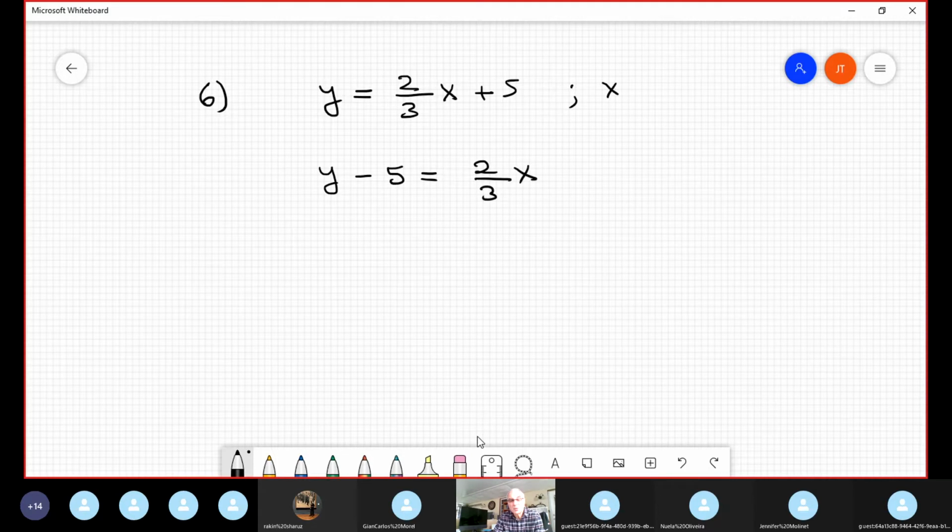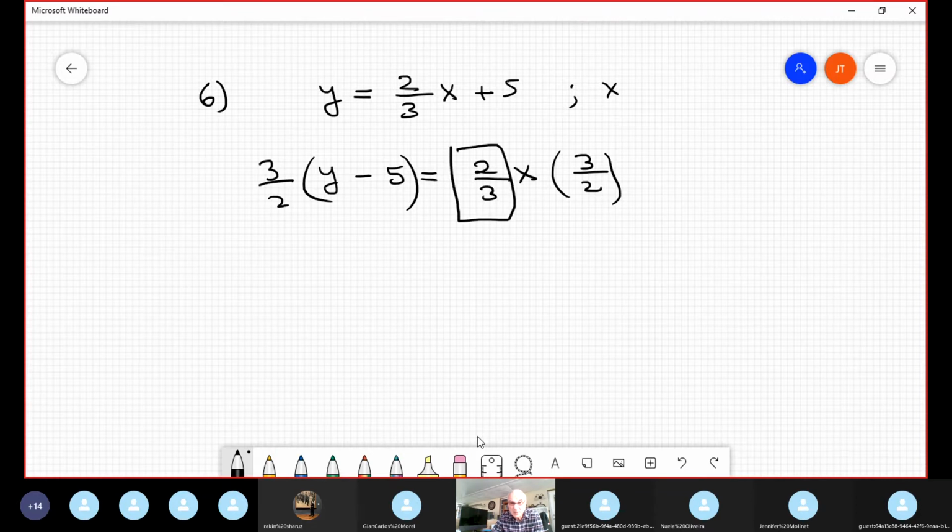Now, you can do several things. You multiply by 3 in order to eliminate the fraction and divide by 2. But in my opinion, it's much better to multiply by the reciprocal on both sides. Because I know this fact: any number multiplied by its reciprocal, the answer is 1. So you take advantage. This is just x, because 2/3 times 3/2 is 6/6, which is 1.